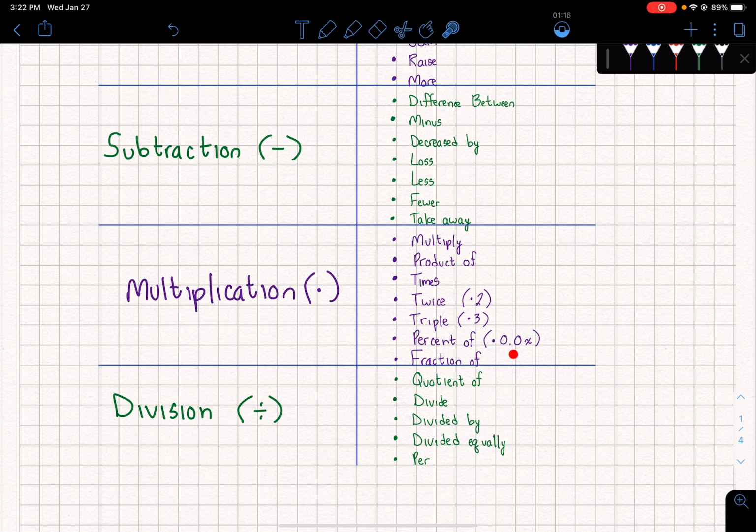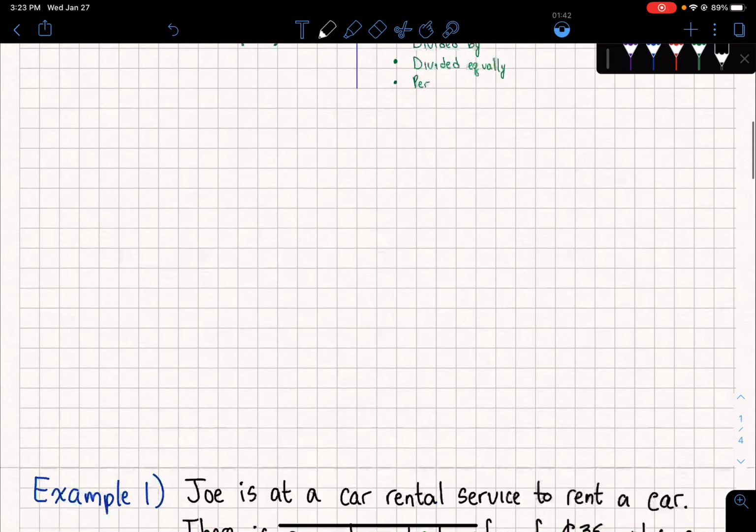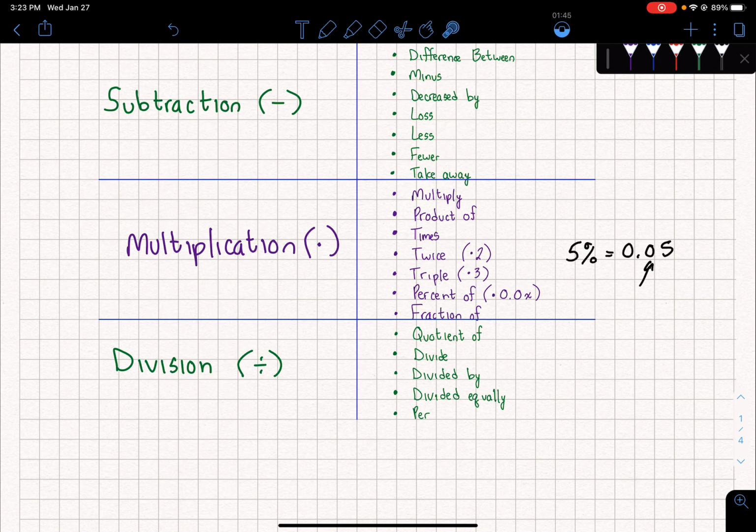I made a little note here, percent of. This might look a little confusing, so I want to explain this. As we should have learned from earlier levels of math, when we translate percentages into math grammar, we express it as a decimal. So 5% would become 0.05. So if it says multiply something by 5%, what you're really doing is multiplying it by this number here.